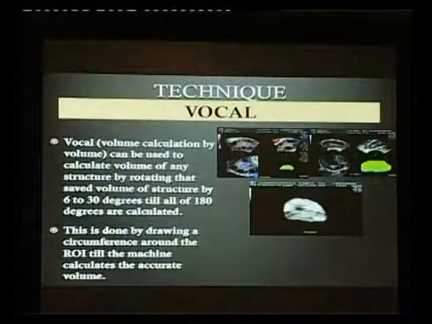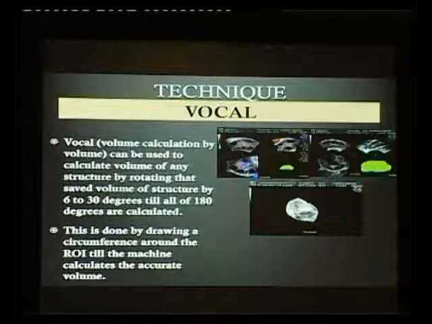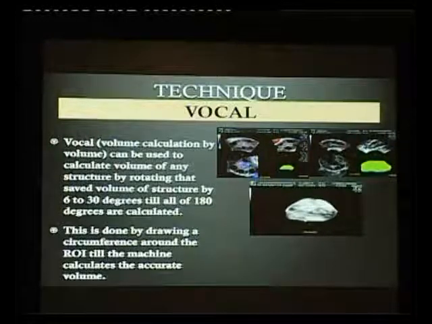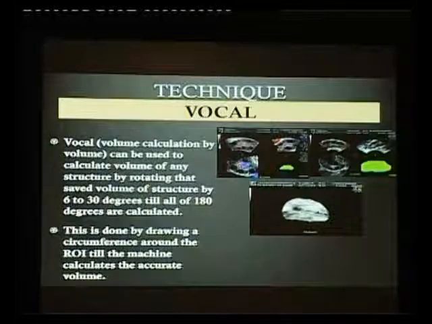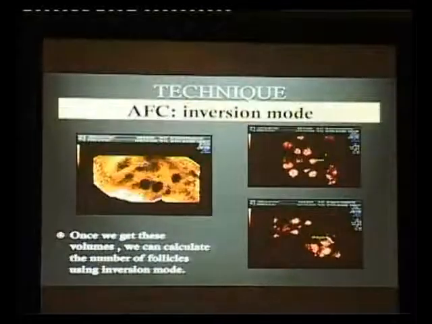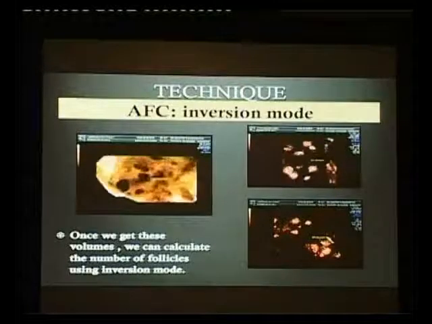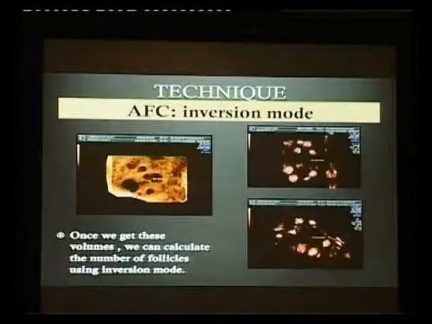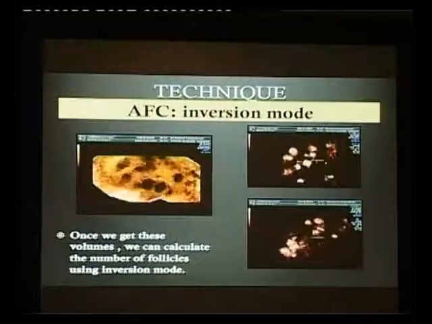Then came in some techniques of 3D, where we use the VOCAL, that is volume calculation by volume. This can be used to calculate volume of any structure by rotating that saved volume. And this is done by drawing a circumference around the ROI till the machine calculates the accurate volume. This is more accurate than if we calculate the volume using 2 images. Now, once we get this volume, we can calculate the number of follicles using inversion modes, which can then pick up even the tiny follicles.